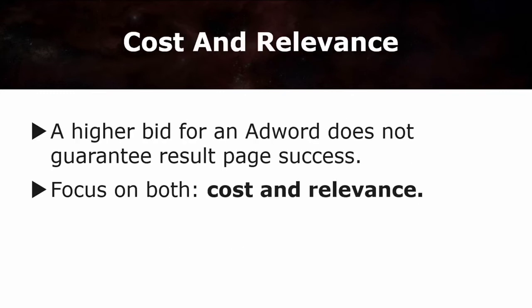You should take into account that the higher a bid for an ad word does not necessarily buy you results page display success. As a matter of fact, even if your rival's bid is higher, it's possible that you appear above their ad. The reason being is your quality score is better. Higher quality score, lower CPC. So focus on both cost and relevance.